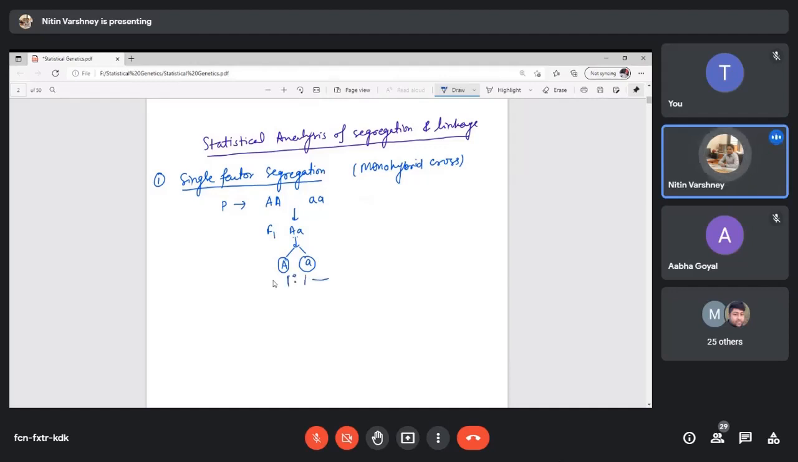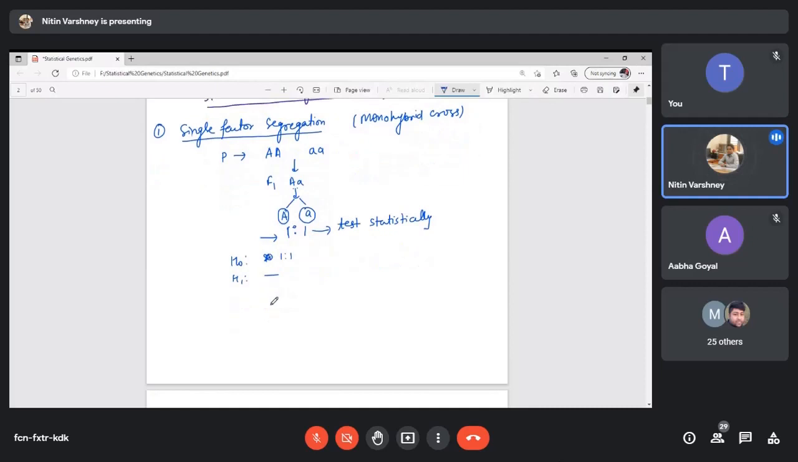Now we have to test this ratio statistically. Suppose my null hypothesis is that the segregating ratio of the gametes is 1:1, but the alternate hypothesis is that there is some significant difference in that particular ratio. So this we have to test.